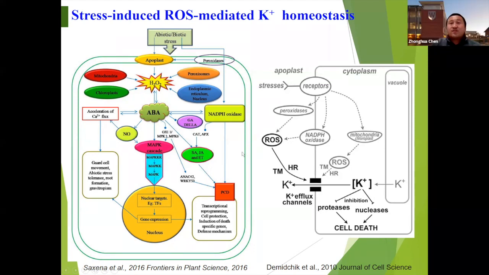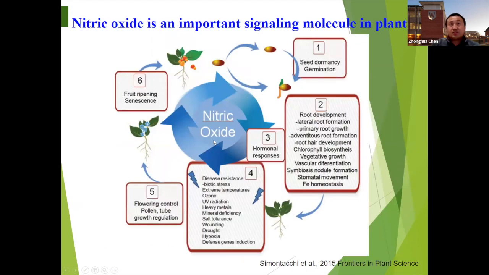We found previously potassium efflux channel linked and activated by ROS, and that is linked to stress-induced programmed cell death. So we also measure ROS in our study, and same for nitric oxide. Nitric oxide is very important, a small molecule in plants, and they're linked to stress tolerance in plants.